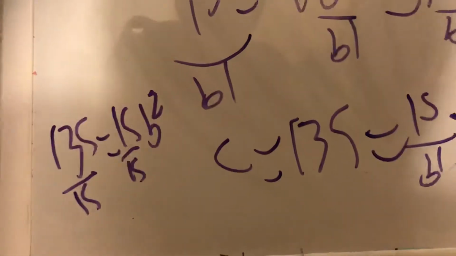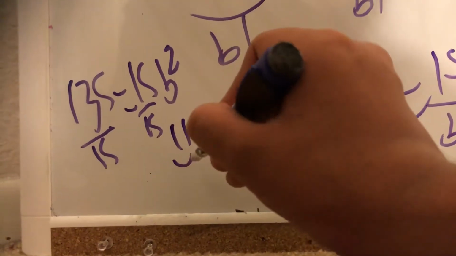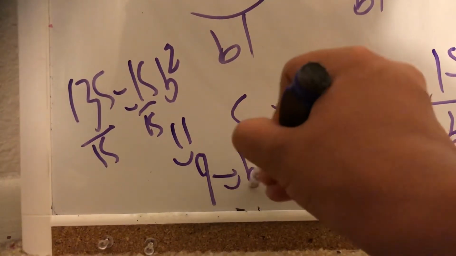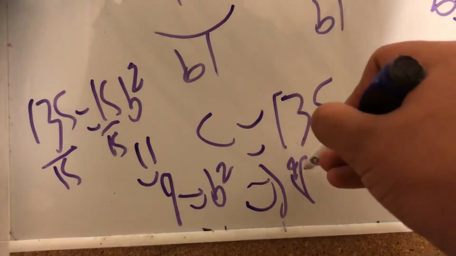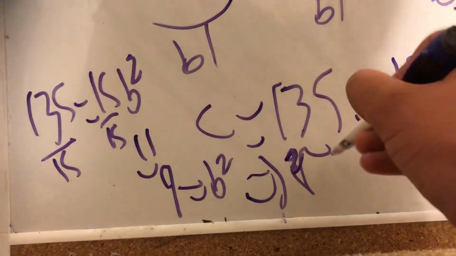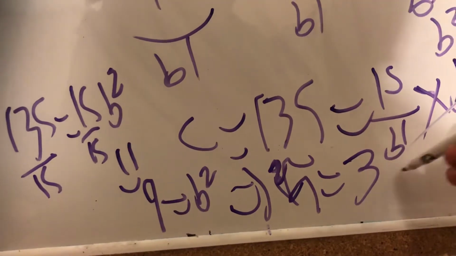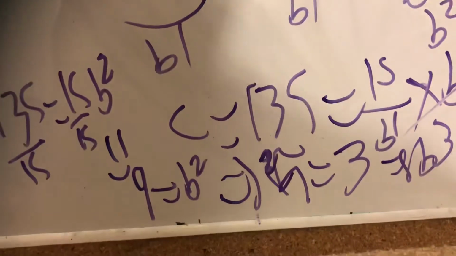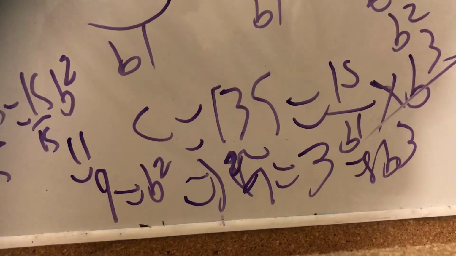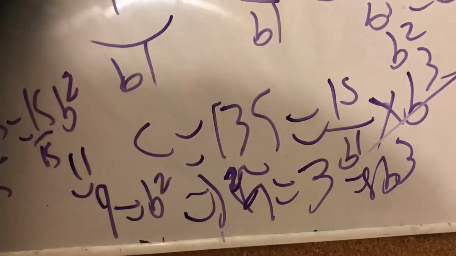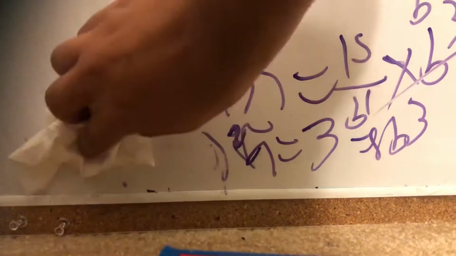135 divided by 15 is 9. So 9 equals b squared, and then we take the square root of 9 to find b. The square root of 9 is 3. So b is equal to 3. I'm going to erase it for a second because I don't have enough area to write.